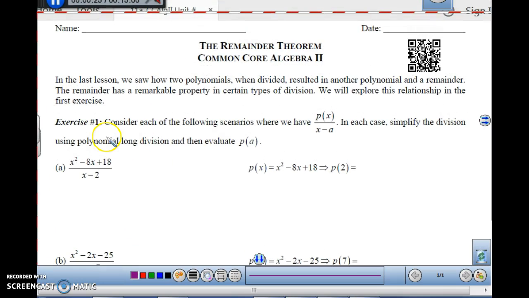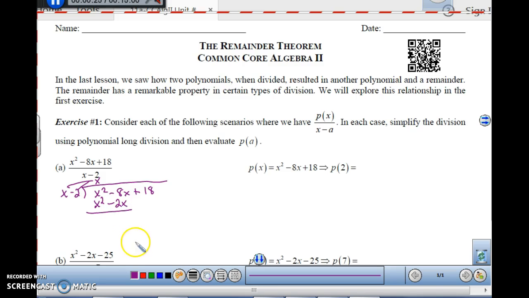So let's use long division. We want to set this up, x minus 2 on the outside as your divisor, and x squared minus 8x plus 18 on the inside. Remember you want to look at the x and the x squared. x times what is x squared? It's x. Remember you have to multiply both of these terms, this and this. So this is going to be x squared minus 2x.